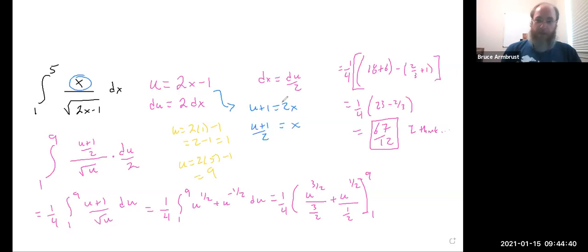I don't care so much about the plugging it in. That's total monkey math, right? That's just let your calculator do its thing. What's more important is to see how we got there, the steps that we did. All right, but this is the whole idea of substitution, is turning it from something we have no idea how to anti-differentiate into something that we do know how to anti-differentiate.